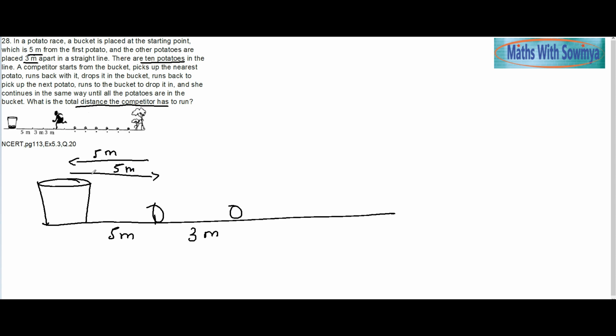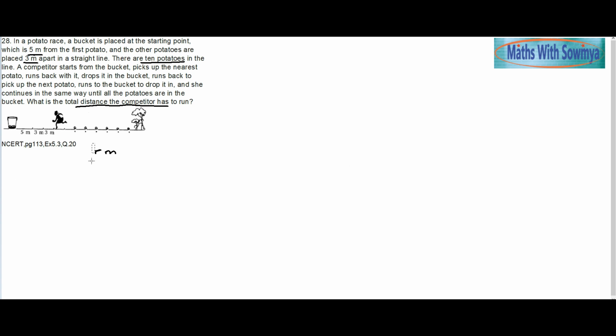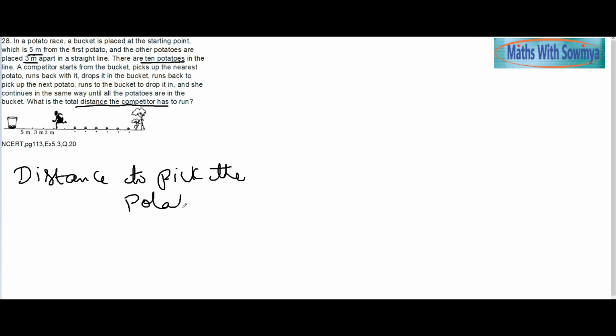The second one is 3 meters further, but the competitor starts from here again, from this particular point, going and picking. So 5 plus 3 will become 8. And similarly 8 plus 3 for the next one is 11. So for picking up the potatoes, we take the first and then the distance covered going and coming back both. So the distances to pick the potatoes are 5, 8, 11.